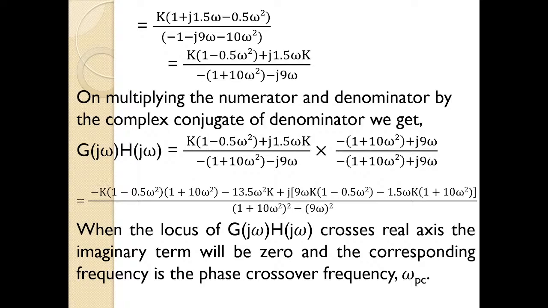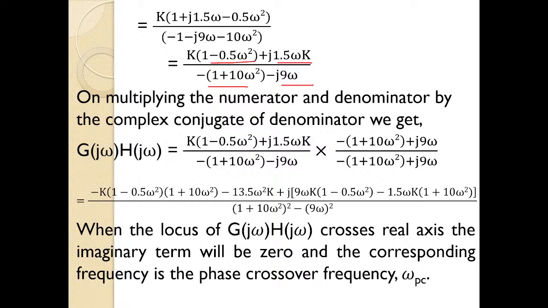So you can separate the real terms and imaginary terms. In this equation, the real terms are 1 plus k is constant. So 1 minus 0.5 omega square is our real part in the numerator, and the imaginary part is 1.5 omega. In the denominator also, the real part is minus of 1 plus 10 omega square, and the imaginary part is 9 omega.